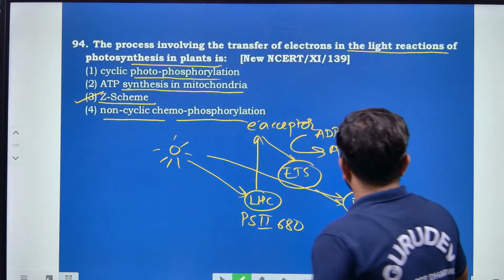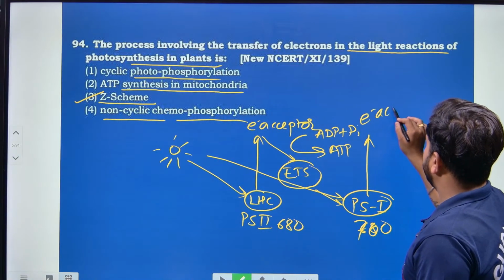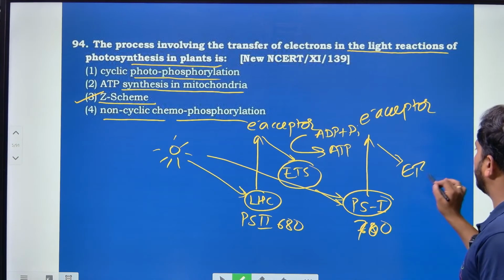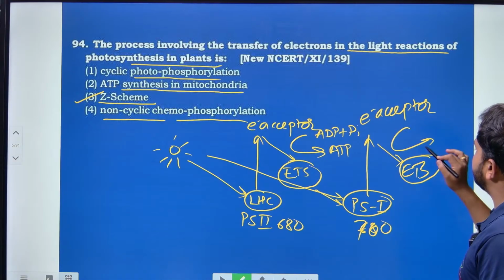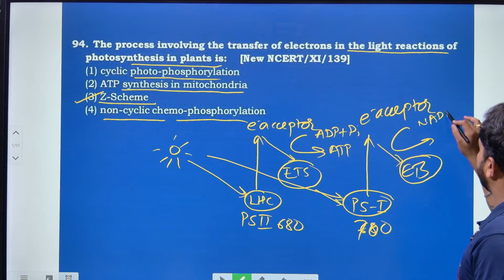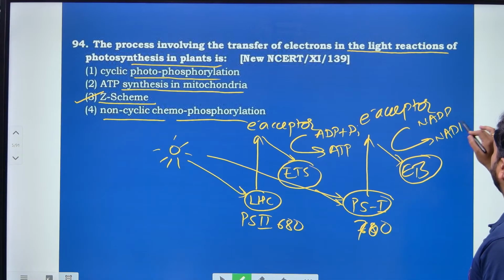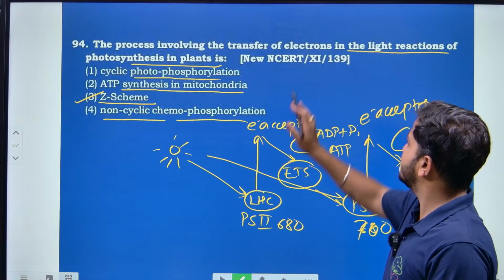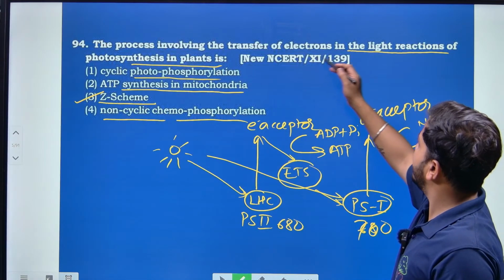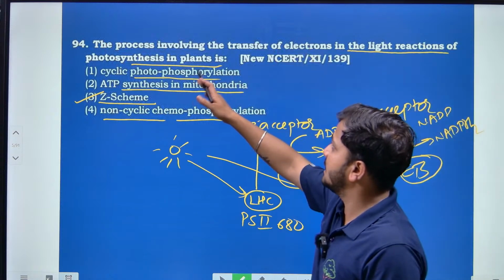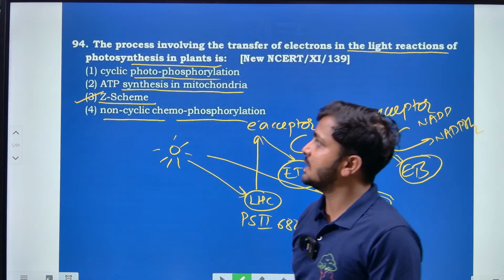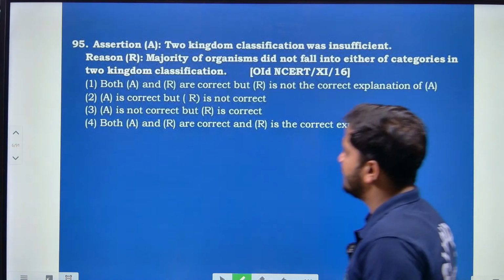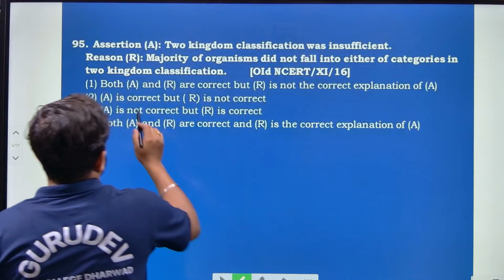Then it will lead to the release of electrons, right? And the electron acceptor will take them, and that will again pass downhill to the electron transport system. But during this period, the NADP will get converted into NADPH2, right? So like that, a Z scheme type of reaction is going to take place with respect to the electrons in the light reactions of photosynthesis in plants, that is nothing but the Z scheme, right? Then, overall, the next question, that is assertion, right?